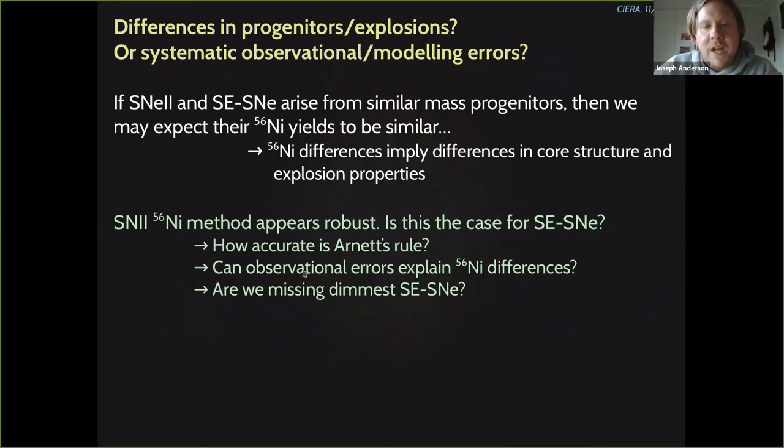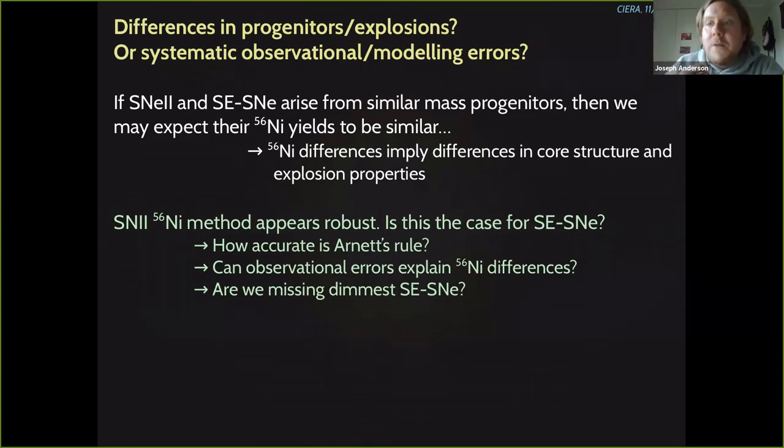For example, how accurate is Arnett's rule? This is before we published this work in 2019, and it's something people have said for years: for stripped envelope supernovae, Arnett's rule probably overestimates nickel masses, for various assumptions that it makes. I'll go into the next slides about ways you can maybe get around this. Can observational errors explain nickel 56 differences? Is this simply the way we're observing supernovae, the way we're observing samples? This is linked to the last one: are we missing the dimmest stripped envelope supernovae? As I showed, the nickel mass for a stripped envelope supernova is directly related to the luminosity of the event, which is what Arnett's rule basically says, because the peak luminosity is directly related to nickel mass.